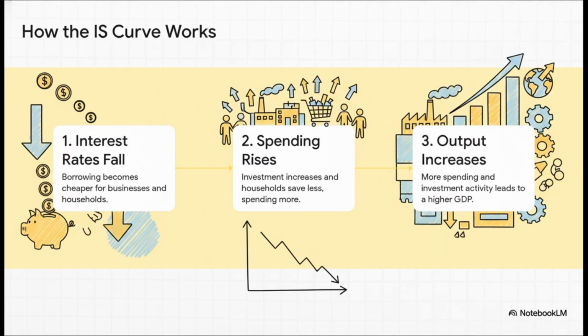Let's walk through the logic step by step. So, imagine interest rates fall. Step 1. What happens next? Well, borrowing gets cheaper, so businesses start investing more, building those factories we talked about. At the exact same time, you and I are less motivated to save, so we spend more. All that extra spending and investing creates a ton of economic activity. And what does that do? It pushes up the total economic output, GDP. Boom. Lower rates lead to higher output. That's why the IS curve slopes down.